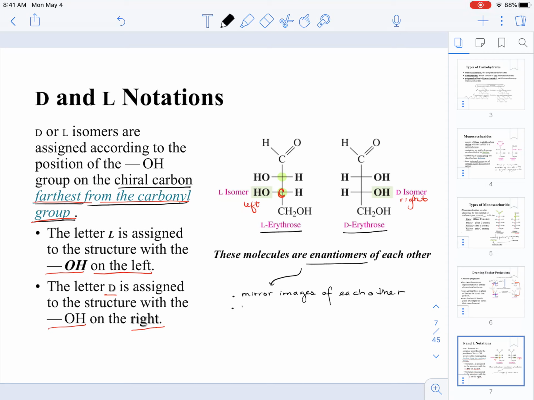And the two molecules are non-superimposable. That means that if you take the molecule on the right and you try to line it up by putting it on top of the molecule that we have on the left, they will not overlap. So, again, if the word enantiomer doesn't ring a bell, please go and review that from sources, from textbooks in organic chemistry.